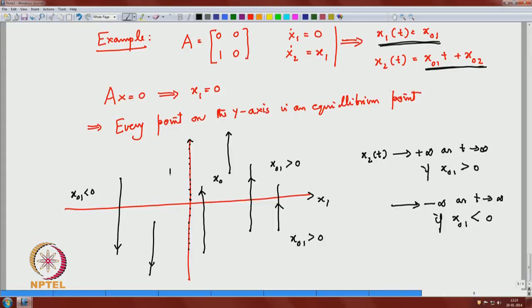You see? Near the center, the behavior will be like this. Where it starts doesn't matter, any point you study will move like that. And these are all equilibrium points. Also, on the y-axis, if you start there, it will remain there because every point is an equilibrium point. And on the right side, it is going to infinity along that line. So this is the phase portrait of this system.